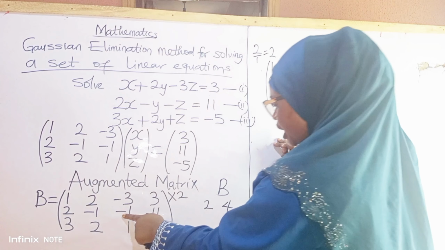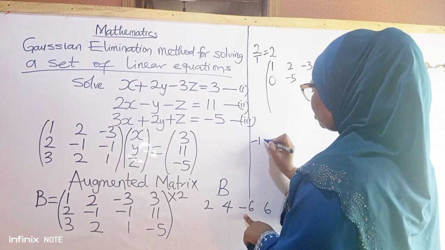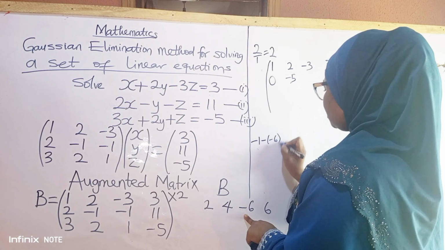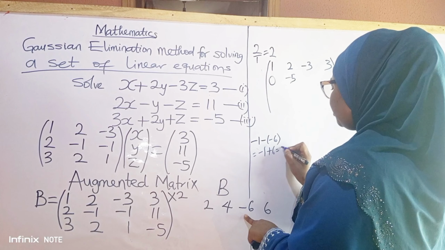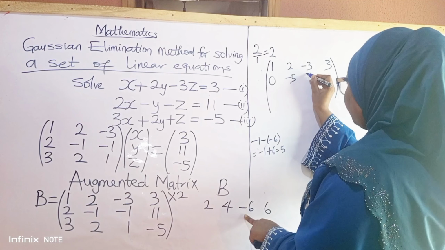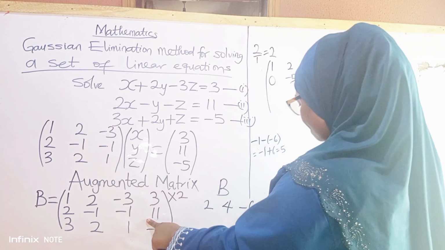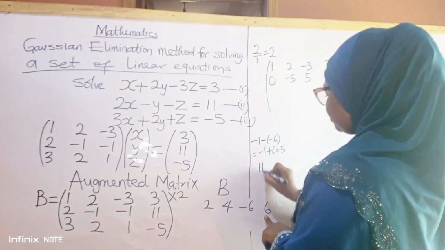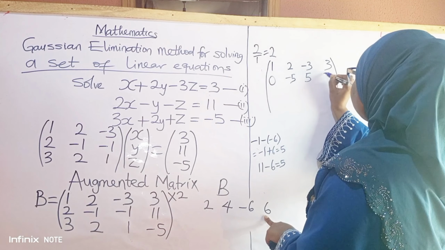Now, minus 1 minus 6: minus 1 minus 6 is equal to what? Minus 1 plus 6, and that is 5. Write 5 here. Then 11 minus 6 is equal to 5. So we write 5 here.